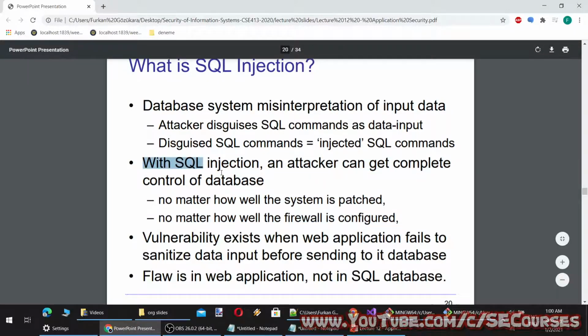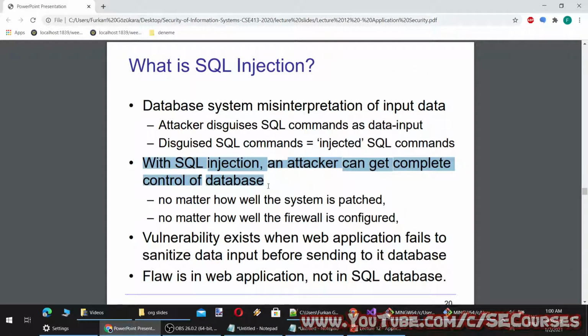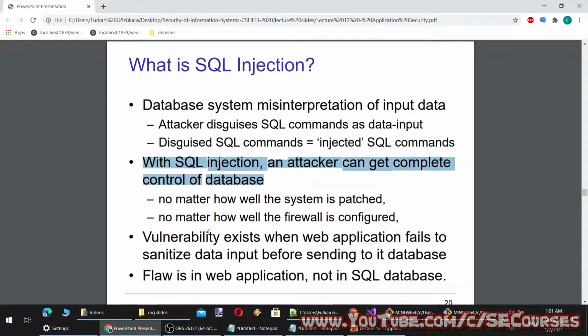With SQL injection, the attacker can get complete control of the database because they would be using your regular interaction with the client. It is your programmer's fault: the developer is not taking the necessary precautions, leaving the system vulnerable. It is like you are opening your door to the attackers, to the hackers, without any protection. SQL injection is like that.